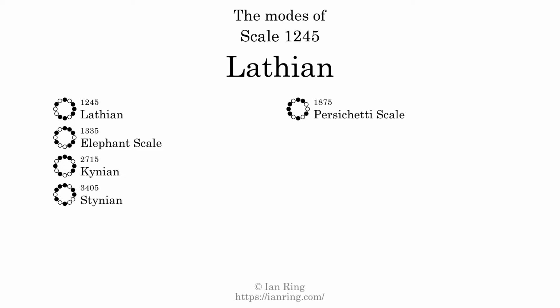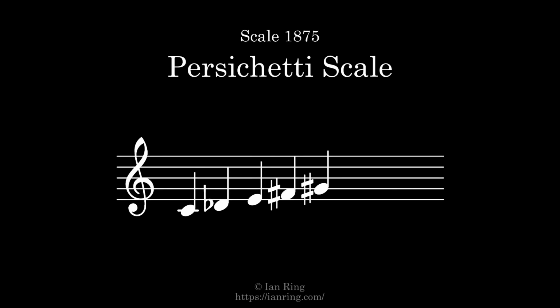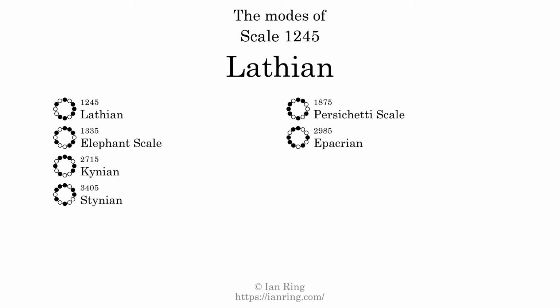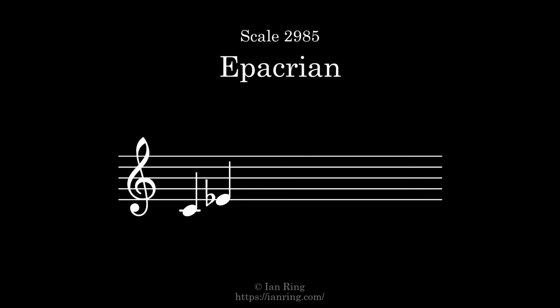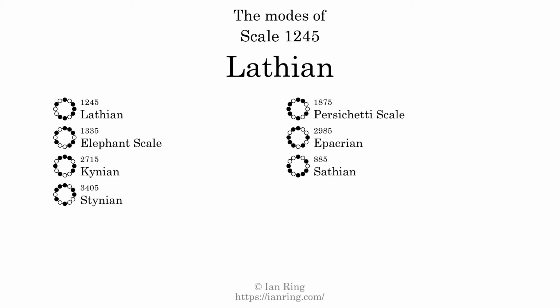The fifth mode is scale 1875, also known as Persichetti scale. It sounds like this. The sixth mode is scale 2985, also known as Lathian. It sounds like this. The seventh and last mode is scale 885, also known as Lathian. It sounds like this.